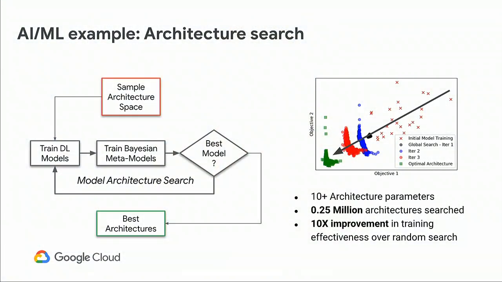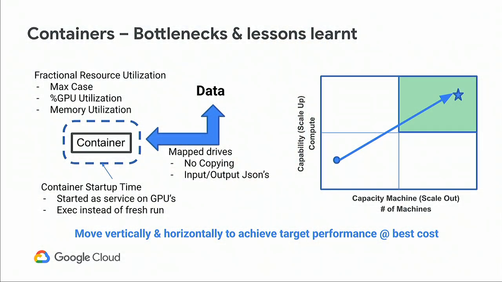In this case, we looked at a deep learning model which had around 10 plus architecture parameters that we had to tune. We searched over 250,000 architectures. And the proof of the pudding is in the result. The final answer we got out of this process was a 10x improvement in training effectiveness over a model that was done by a random search by a subject matter expert. Next, we'll look at how we dealt with some of the process bottlenecks and how we removed them to get the full speed that we really need to achieve.